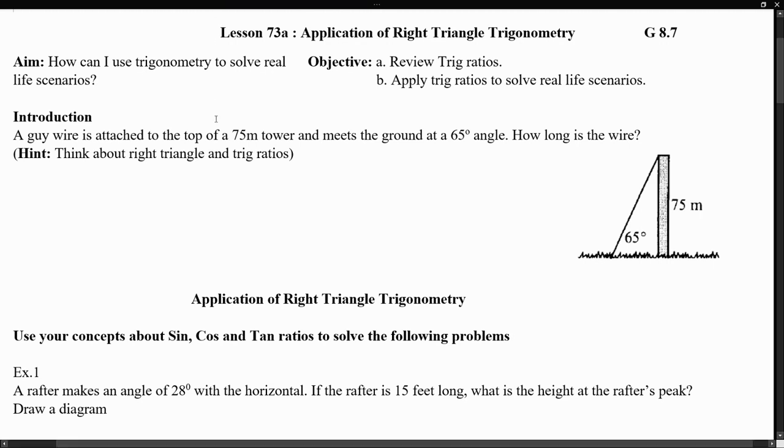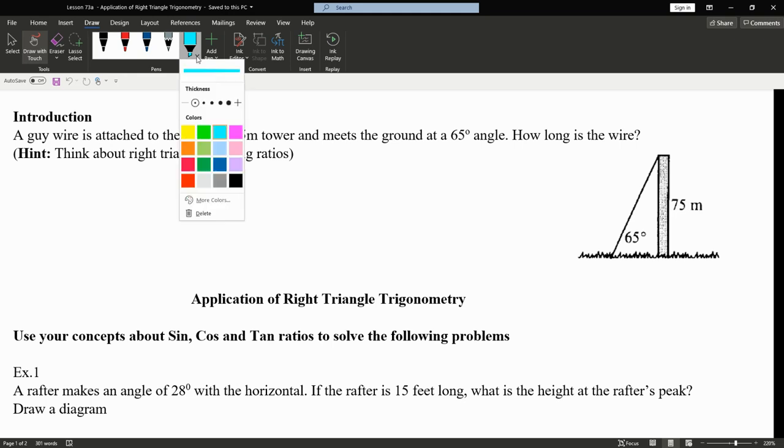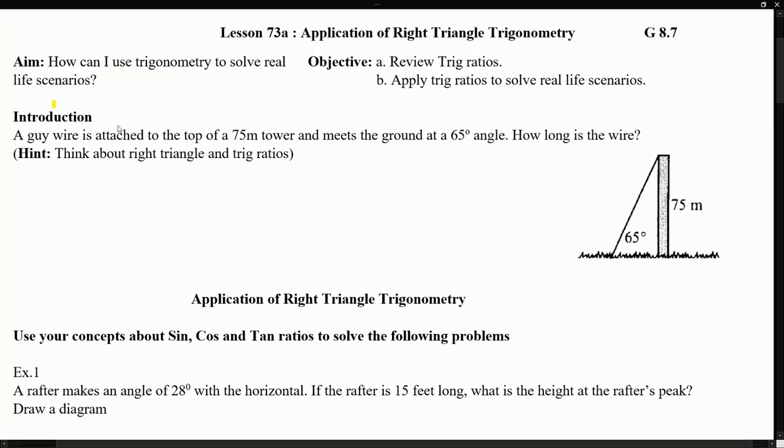Let's take a look at this example under the introduction, and let's understand what is being asked here. It says a wire, or a guy wire, is attached to the top of a 75-meter tower and meets the ground at an angle of 65 degrees. How long is the wire? So here we have a visual representation of the situation. The first thing I want to do is identify what is the wire and everything that comes with this problem. The wire is attached to the top of a 75-meter tower.